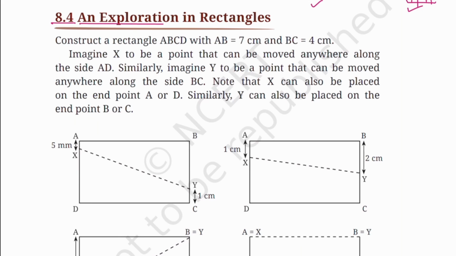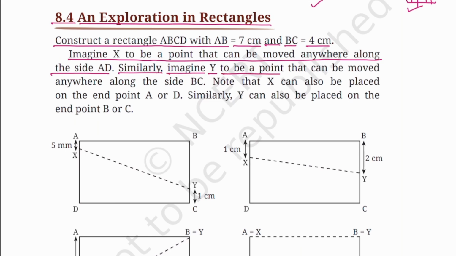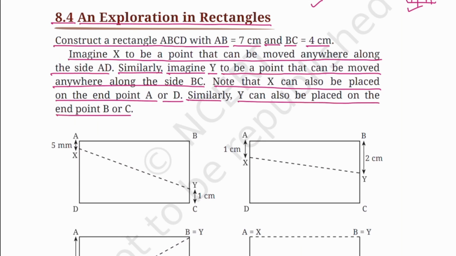8.4 An exploration in rectangles. Construct a rectangle ABCD with AB equal to 7 cm and BC equal to 4 cm. Imagine X to be a point that can be moved anywhere along the side AD. Similarly, imagine Y to be a point that can be moved anywhere along the side BC. Note that X can also be placed on endpoints A and D. Similarly, Y can also be placed on the endpoints B and C.